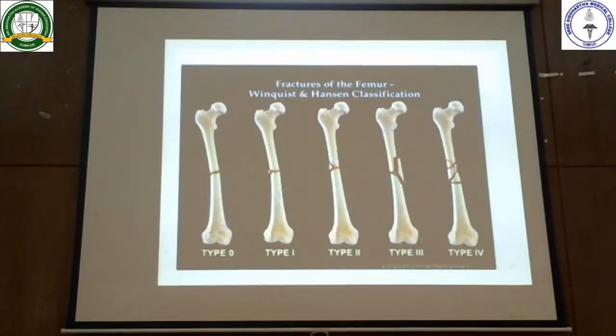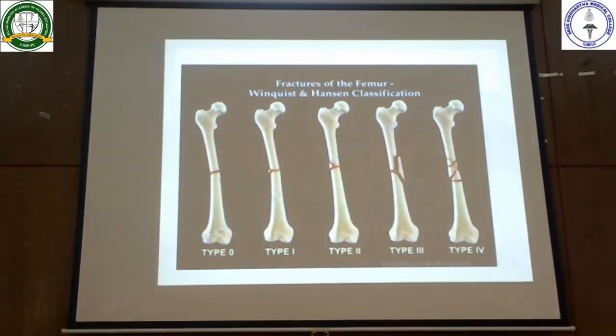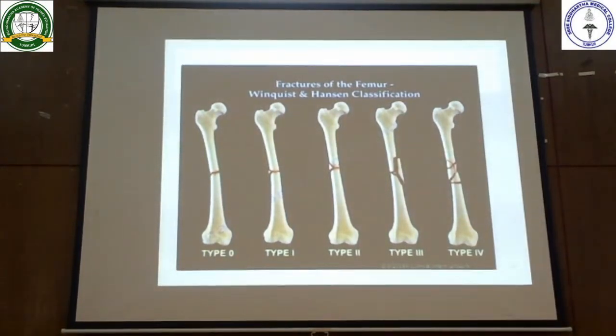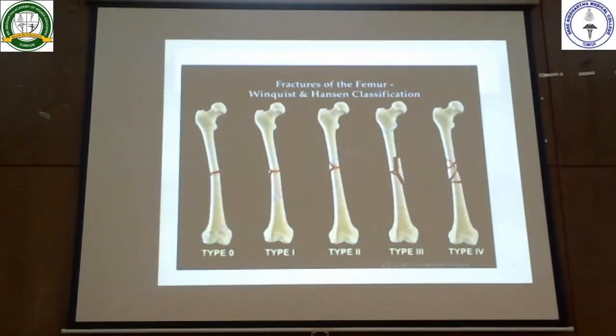So you can see there, in type 3, it's quite a large butterfly fragment where a very small portion of the cortex is actually touching the rest of the bone. So that is why the cortex is very much not in contact. So that's why you call it a type 3. That is a larger butterfly fragment. And type 4 is quite obvious there.